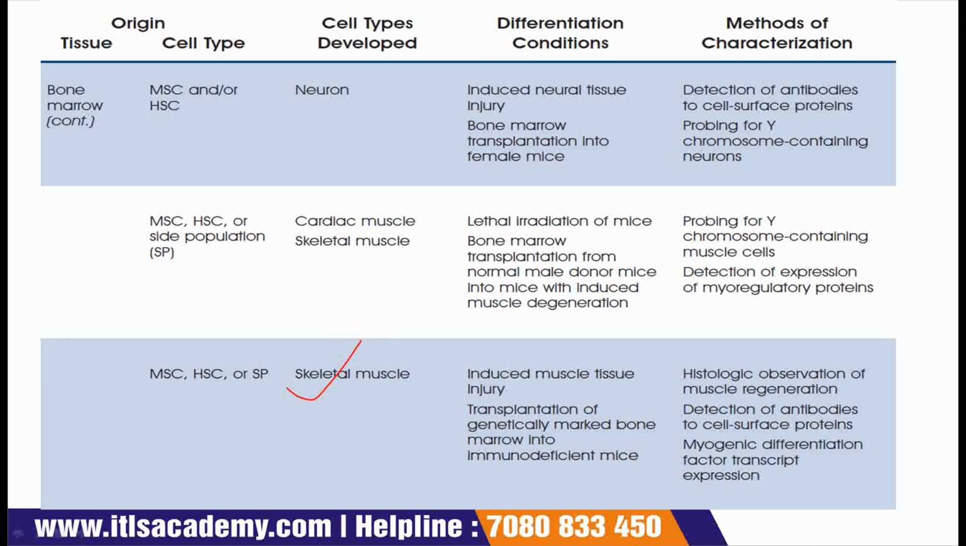Next cell is skeletal muscles and conditions are induced muscle tissue injury and transplantation of genetically marked bone marrow to immunodeficient mice. Again, this mouse is having less immunity. Methods for characterization are: first one is histological observation of muscle regeneration. Next is detection of antibodies to cell surface proteins and myogenic differentiation factor transcript expression.